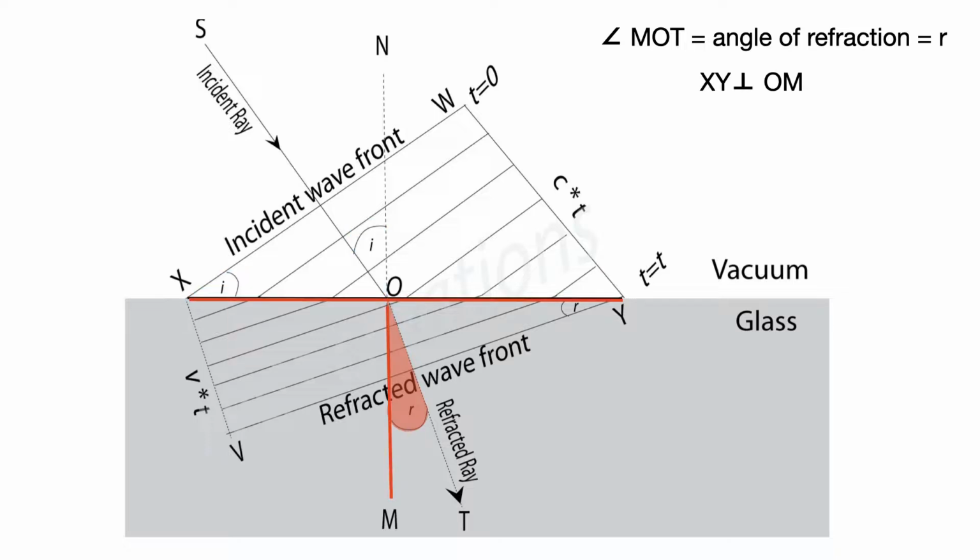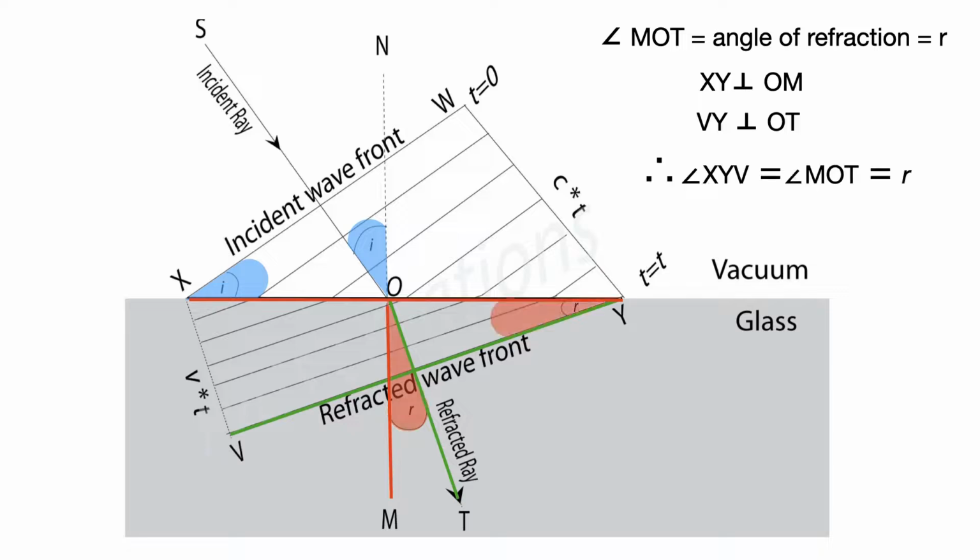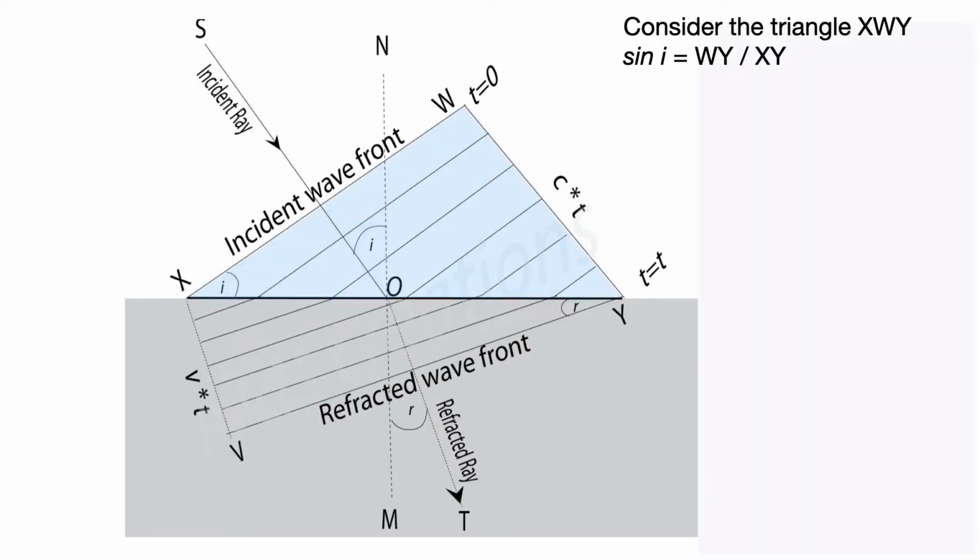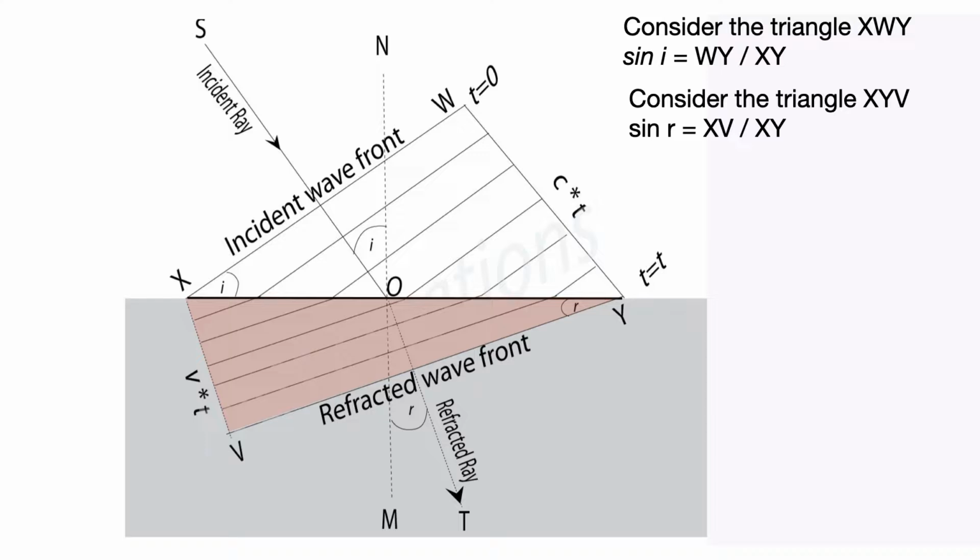XY is perpendicular to OM. VY is perpendicular to OT. Hence, the angle XYV equals R. Consider the triangle XWY. Sin I equals WY divided by XY. Consider the triangle XYV. Sin R equals XV divided by XY. Dividing the first equation by the second, we get sin I over sin R is equal to WY over XV.